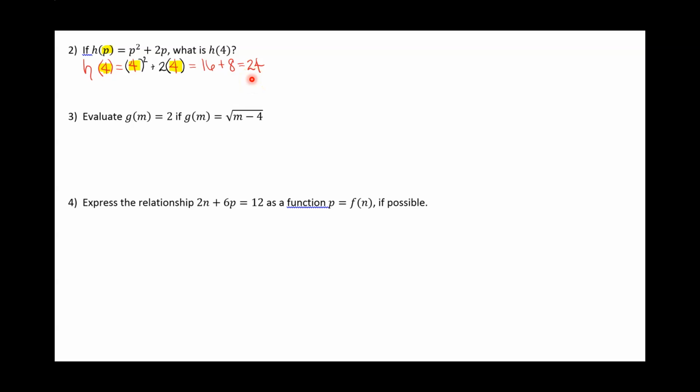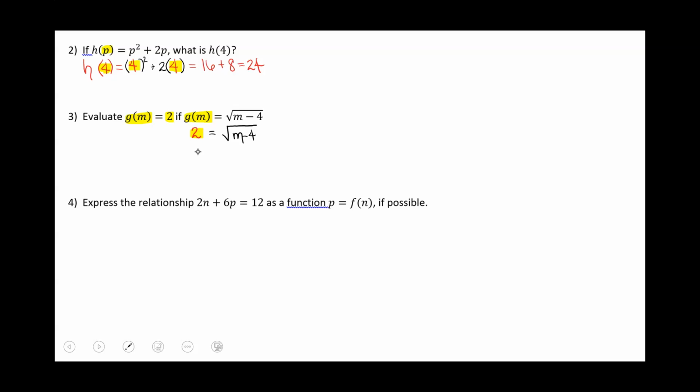We weren't working with x and y, but it would be like we put in 4 for x and we got 24 for y. So what they're saying here is your y value is equal to 2. Your output is 2. What's your input? All right, so if you'll notice, since g of m is equal to 2, I'm going to replace g of m with 2. So now I'll have 2 is equal to the square root of m minus 4.